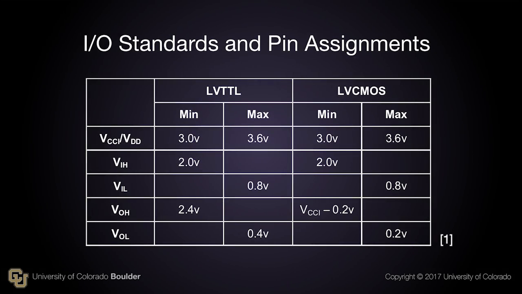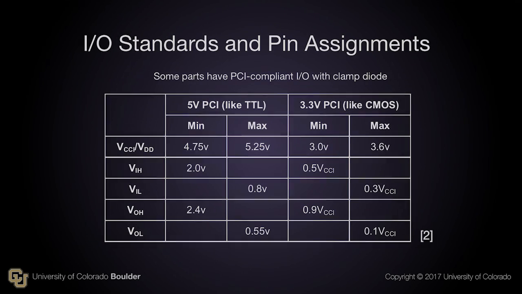Single-ended signals have different voltage swings, even at the same voltage, depending on whether they are TTL or CMOS, as shown in this table. Although V input high and V input low are the same, V output high and V output low are not. For example, V output high minus V output low is 2.0 volts for TTL, but at least 2.6 volts for LVCMOS. Some parts have PCI compliant I/O with a clamp diode. 3.3 volt PCI inputs can be 5 volt tolerant with the addition of a resistor in series.